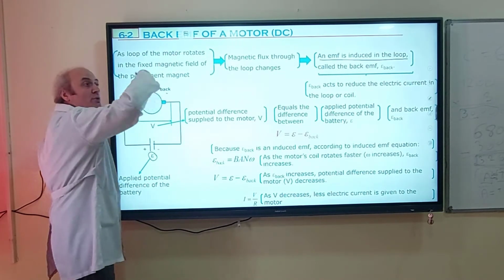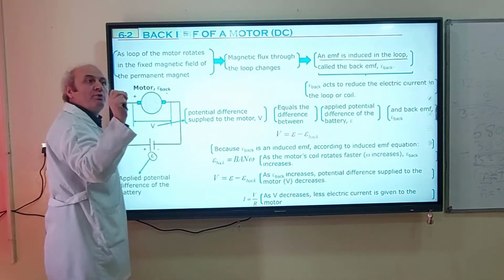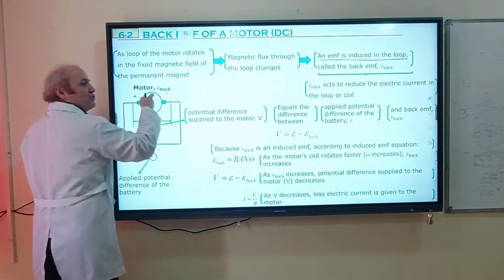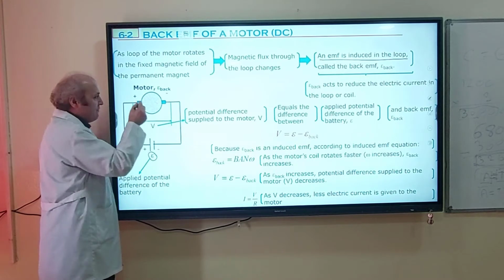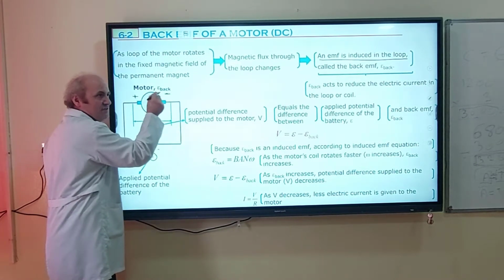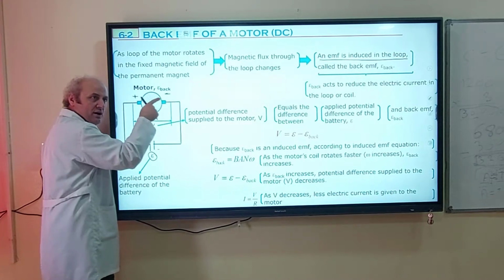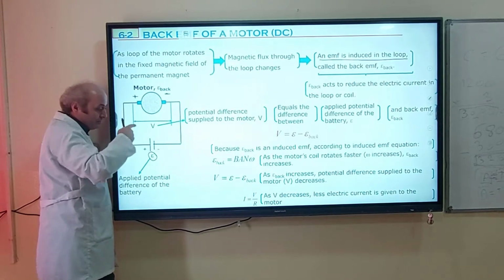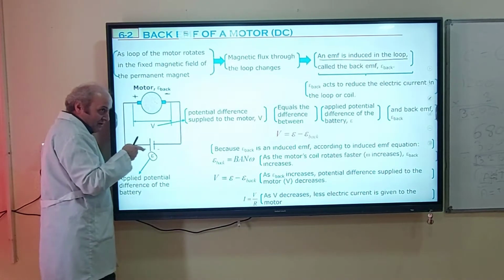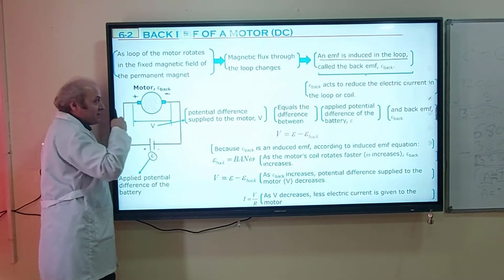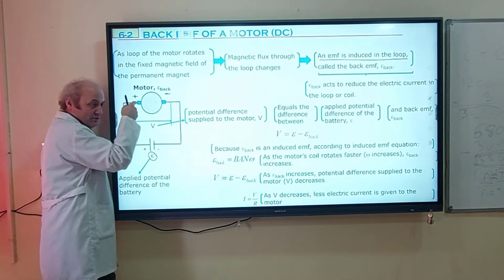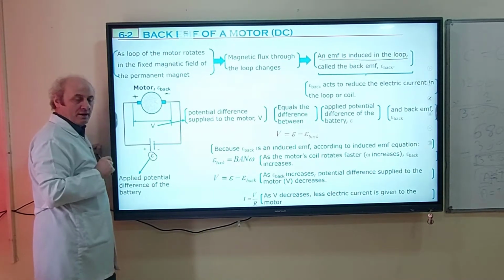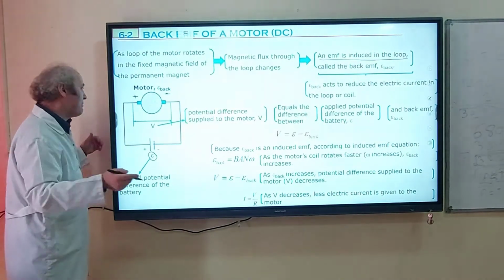But because the loop is rotating inside a magnetic field, the loop, that is the motor, also has an EMF. This EMF, the motor's EMF, has a polarization as well, with positive and negative ends. One end of the motor will be positive, the other end of the motor will be negative. When I check the polarization, I see that the positive end of the battery corresponds to the positive end of the motor. The negative end of the battery corresponds to the negative end of the motor. What does it mean? Now let's follow the electric current direction of these two EMFs.